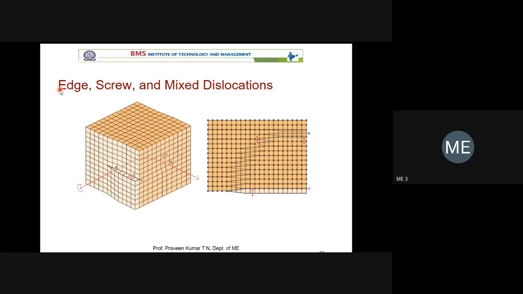In the case of edge dislocation, it is subject to tensile or compressive loading. So we have one more experiment also. By using a universal testing machine, you can apply tensile or compressive loading.